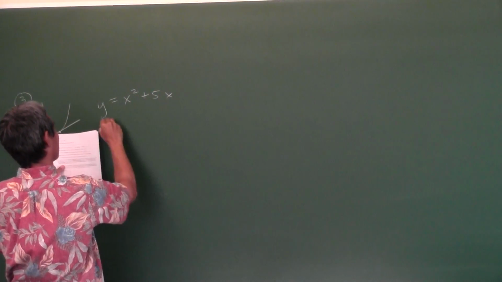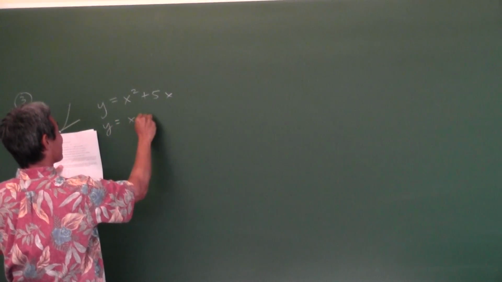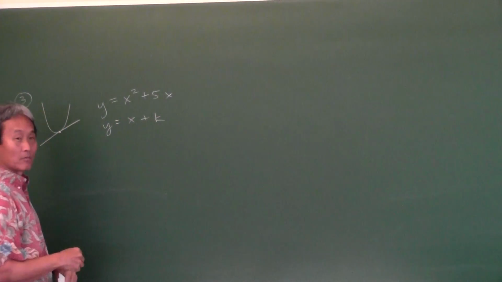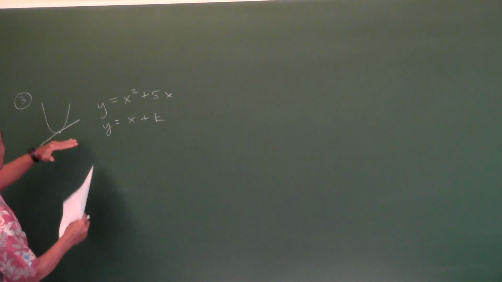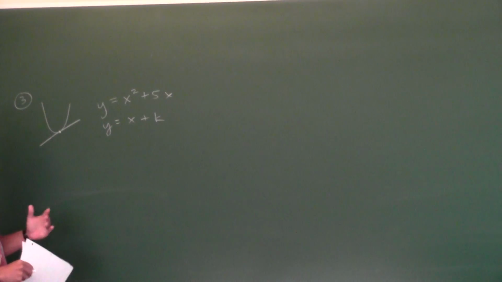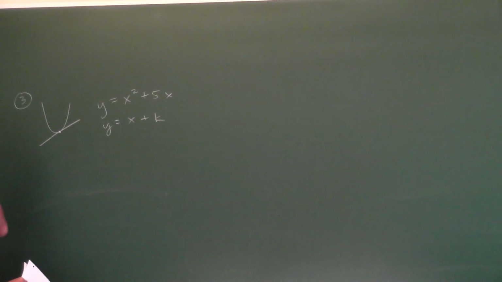Now here's the equation of the parabola. y equals x squared plus 5x. Here's the equation of the line. y equals x plus k. We just don't know what k is. That's what we're trying to figure out. So what does the value of k have to be so that the line is tangent to the parabola? Well, how do you find where 2 graphs intersect? What do you do?